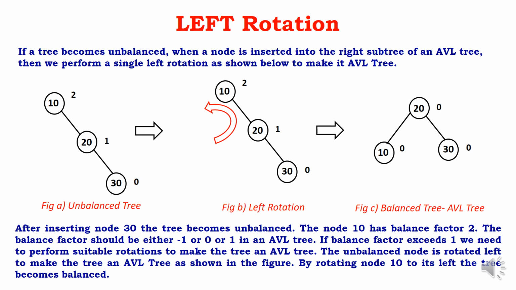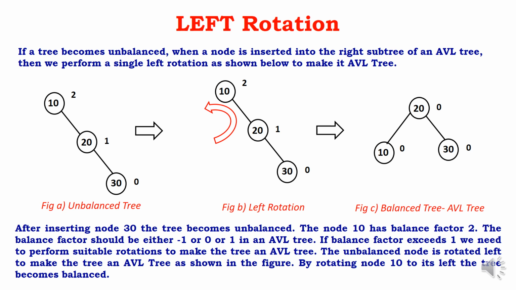After inserting node 30, the tree becomes unbalanced. Figure A shows the unbalanced tree. The node 10 has balance factor 2. The balance factor should be either -1, 0, or 1 in an AVL tree. If the balance factor exceeds 1, we need to perform suitable rotations to make the tree an AVL tree. In figure A, node 10 is unbalanced.